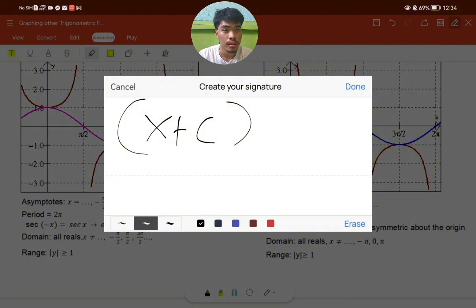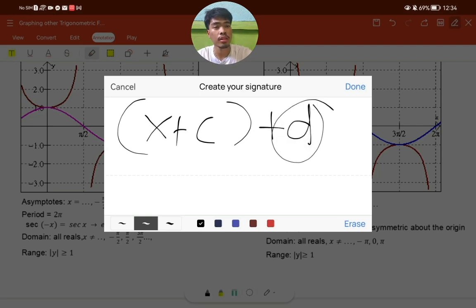And lastly, letter D. This moves the entire graph up or down. It shifts the center line of your graph.